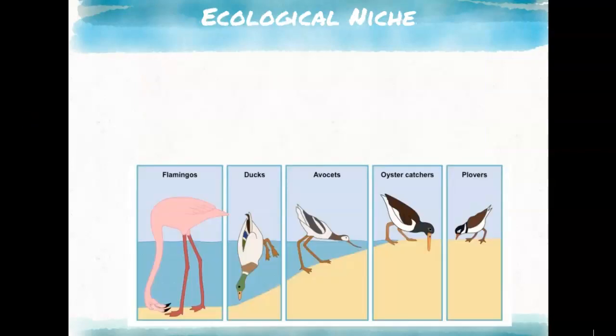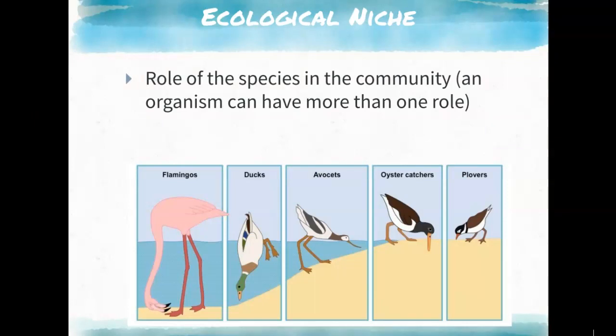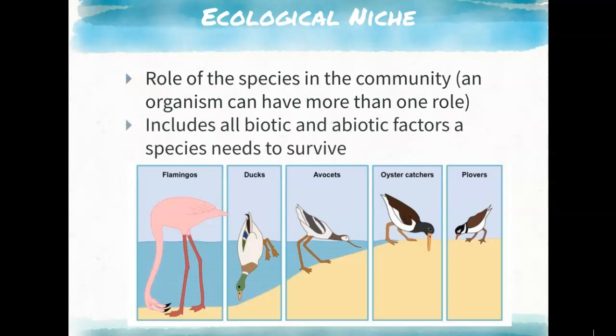So niche is a little bit different. Another vocabulary term, it's their role in the environment. Usually we talk about what they eat, but it could also be any of the other factors that the species needs to survive. Okay, so the biotic factor that it needs to survive is usually what it's eating, and it can have more than one thing that it eats. And then abiotic factors that it needs to survive, maybe it needs certain levels of water or sunlight or anything like that.